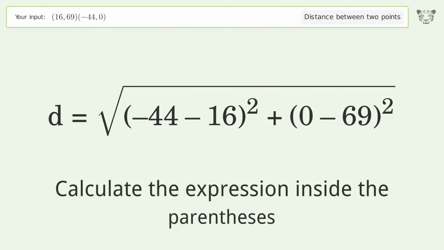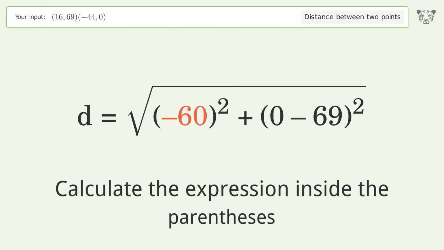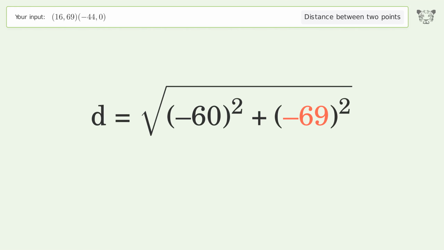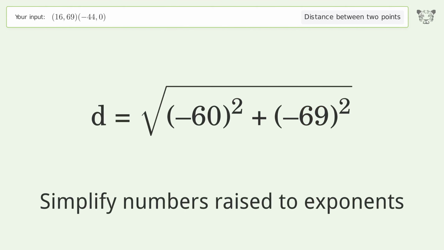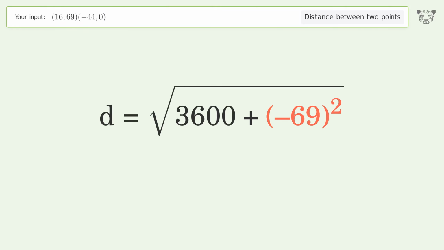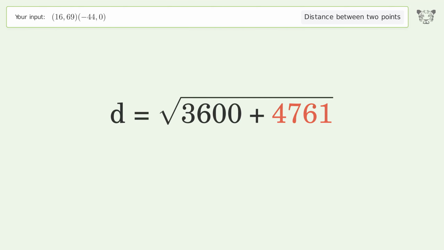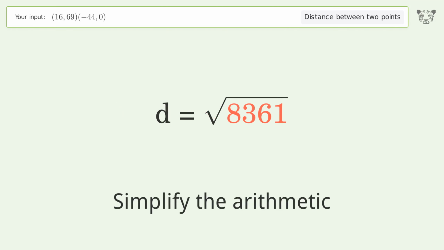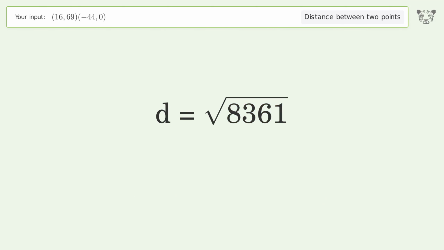Calculate the expression inside the parentheses. Simplify numbers raised to exponents. Simplify the arithmetic. And so the distance between the 2 points is the square root of 8,361 or 91.439.